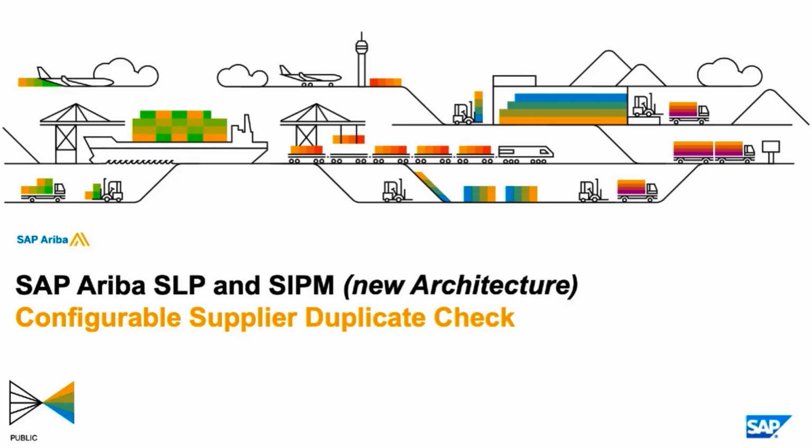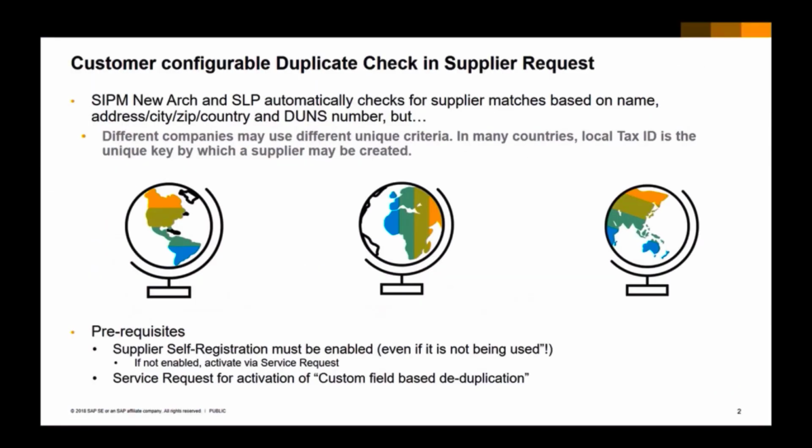Hello everyone, and today I'm going to talk to you about a quick and very valuable new feature in Supplier Lifecycle Performance and SIPM new architecture, which is a configurable supplier duplicate check in the supplier request. Now currently in SLP and SIPM new architecture, this tool automatically checks for supplier matches based on name, address, city, zip, country, and the DUNS number when you're approving a supplier request.